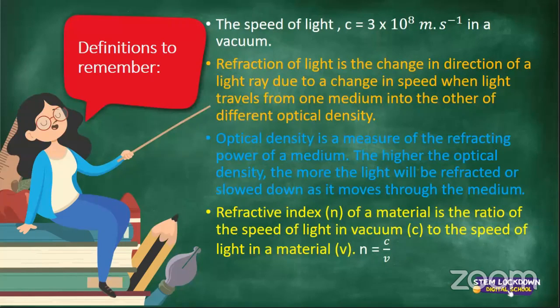So the denser the material, the lesser will be v, the speed of light. Meaning that if we are dividing c by a smaller number, you'll get a higher value of n. So if you have a denser material, light will travel more slowly, and then you'll have a high refractive index.